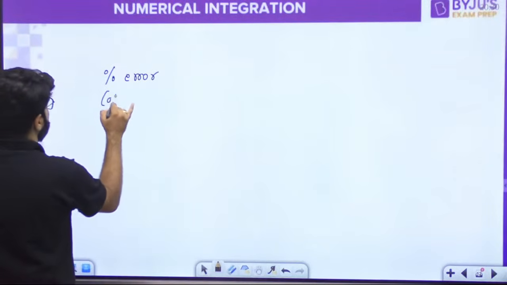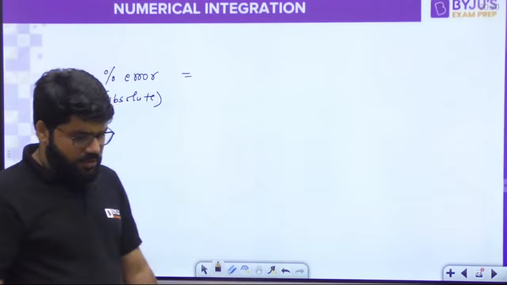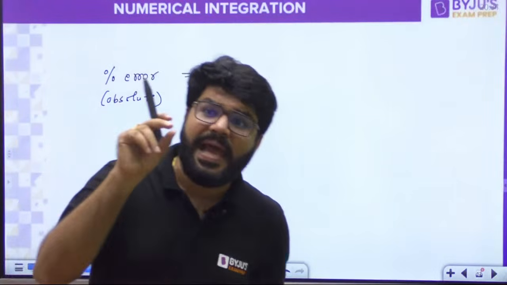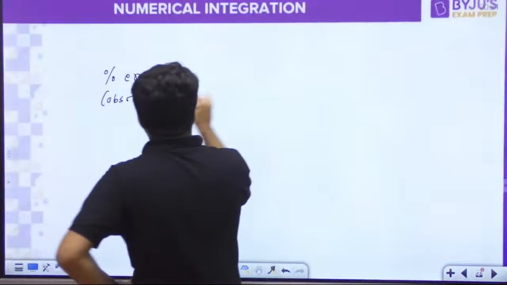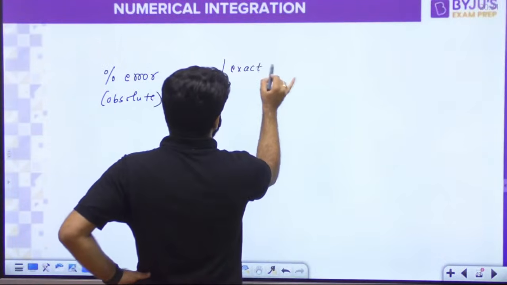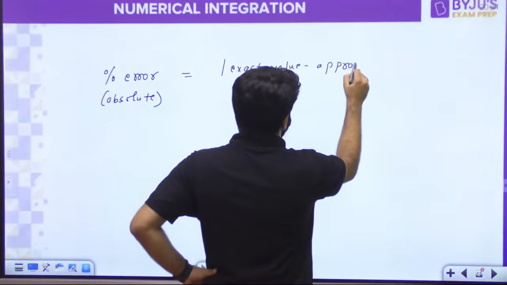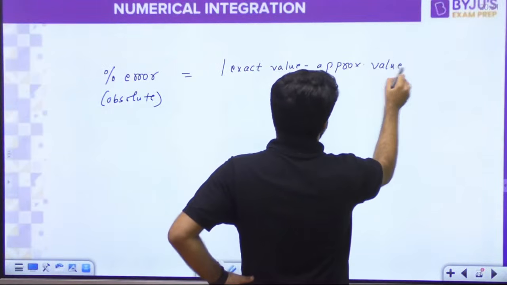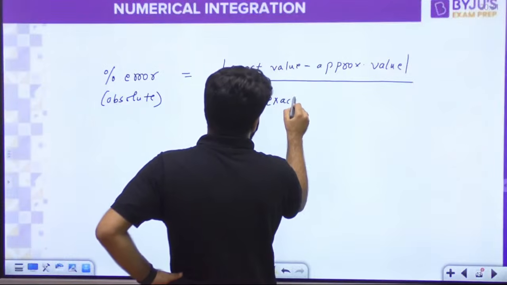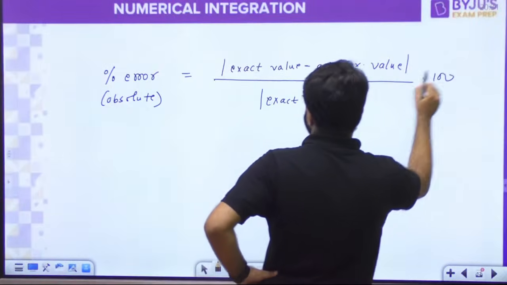Absolute form में absolute means modulus लेंगे. What is the percentage error? Basic definition: it is the difference between the exact value and the approximate value, divided by, as compared to, the exact value. Absolute means apply the modulus. Modulus of exact value minus approx value, approx value by the numerical method. Which numerical method here? Sir, trapezoidal rule. Divided by the exact value. Always compared with the modulus of the exact value, and percentage means into 100.